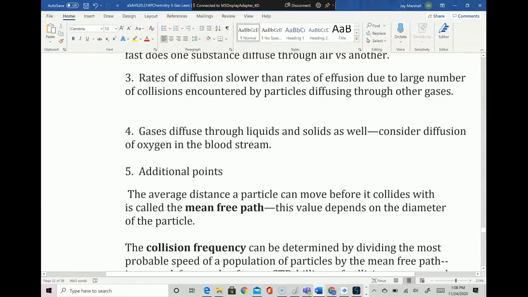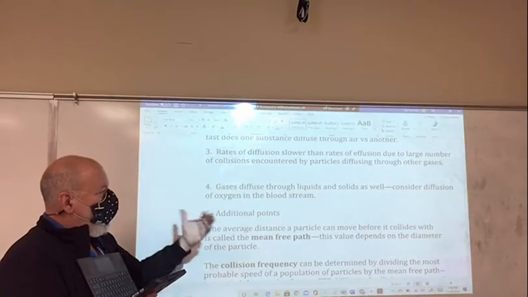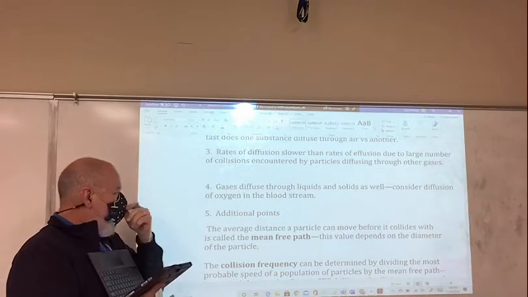Anyway, rates of diffusion are slower than rates of effusion due to the large number of collisions, right? But it's still the same process, basically. Gases also diffuse through liquids and solids as well. Consider diffusion of oxygen in the bloodstream. I have to have oxygen be able to diffuse into my red blood cells, right? Or there's oxygen that diffuses through pond water so that the fish can get it.